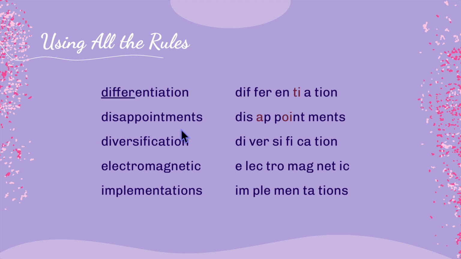Here's another long word. Right away, I notice the prefix dis. So let's put that by itself. I also notice the suffix ments. So let's put that by itself. Now we're only left here with this part in the middle. So I will split between the double consonant. Disappointments. Did you remember that OI says oi?